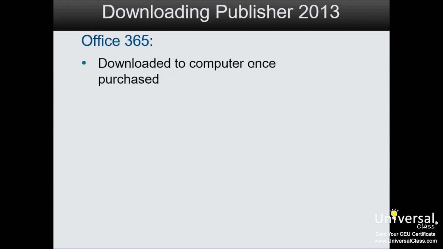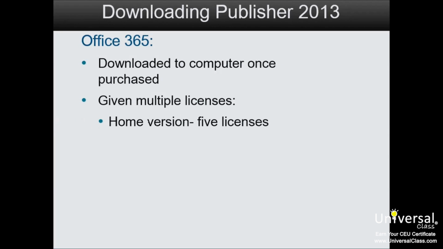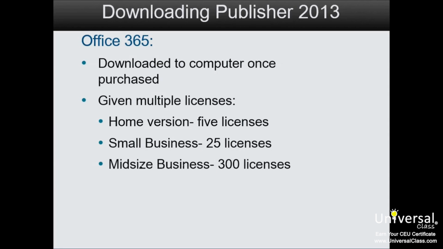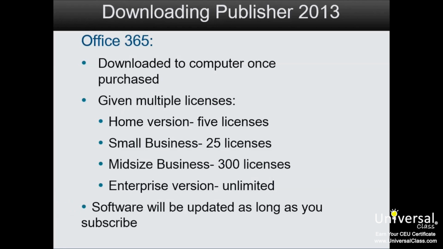As part of Office 365, you'll also be given multiple licenses, which will give you the ability to install the software on other computers as well. This is a perk that doesn't come with buying the software in a store. For the Home version, you get up to 5 licenses, which is for 5 different devices. The Small Business version comes with licenses for up to 25 users. The Mid-size Business provides for up to 300 users. And there's also an Enterprise version for larger companies that offers unlimited users. Once you subscribe to Office 365, you'll never have to worry about purchasing a new version of Office ever again. When a new version comes out, your software will be updated for you.